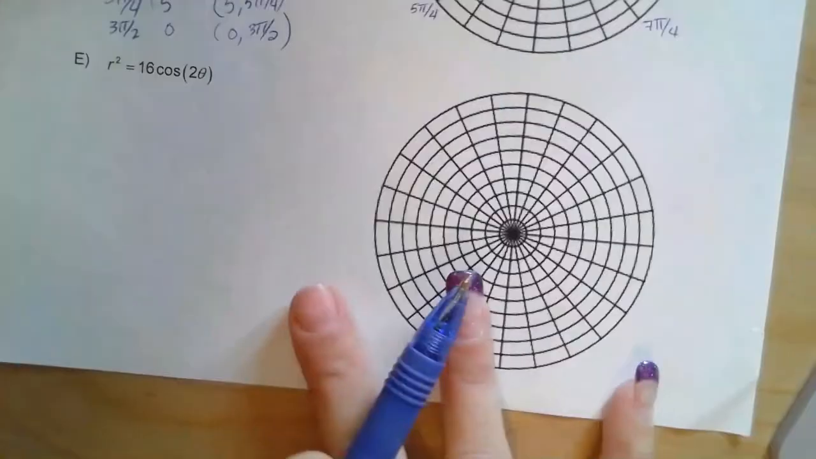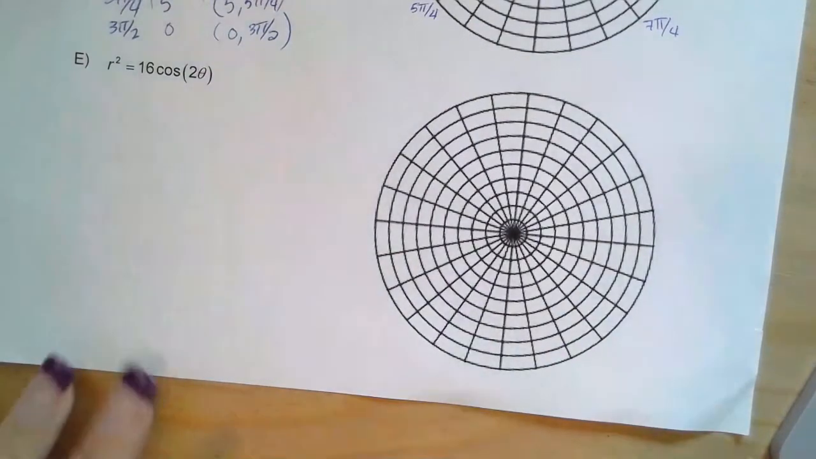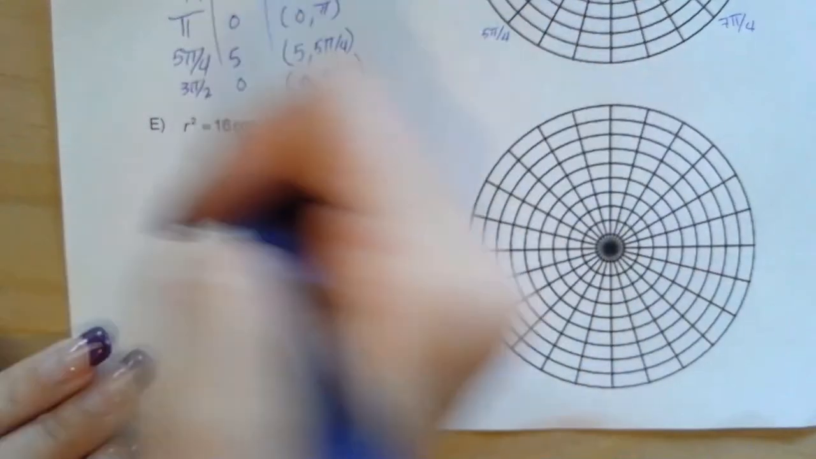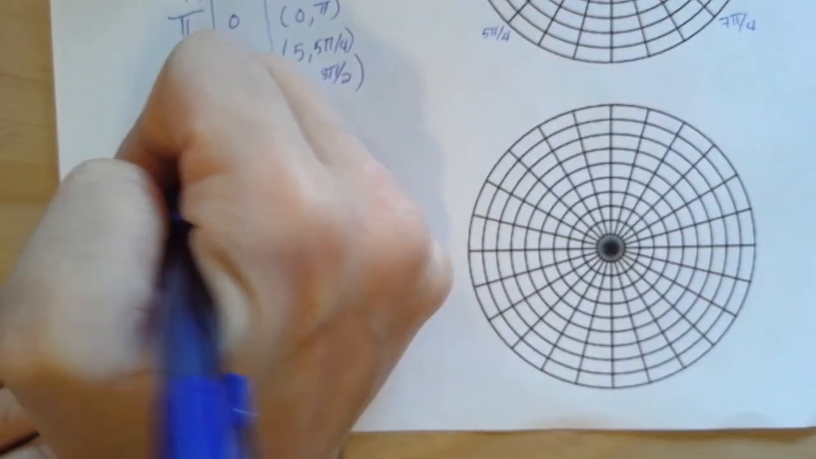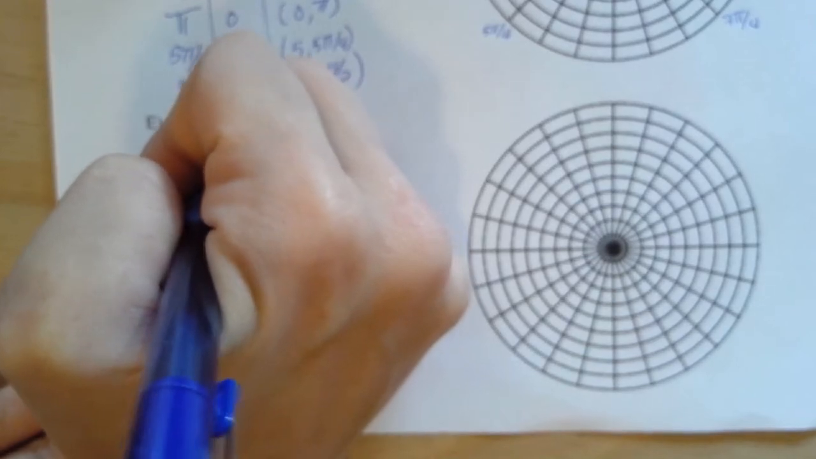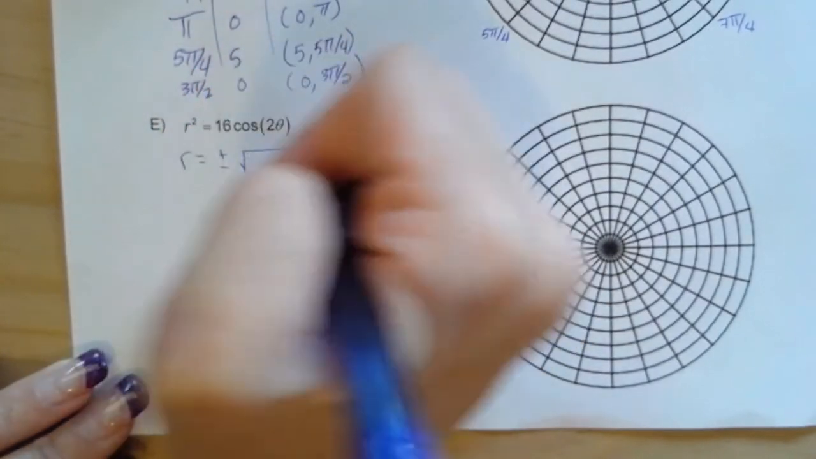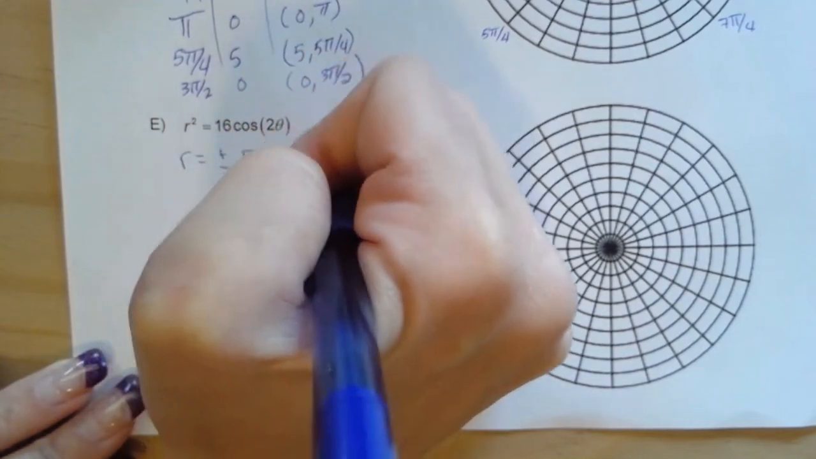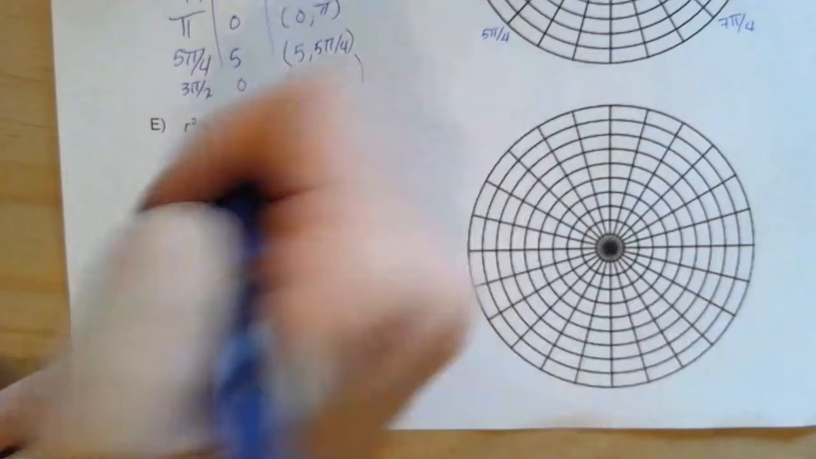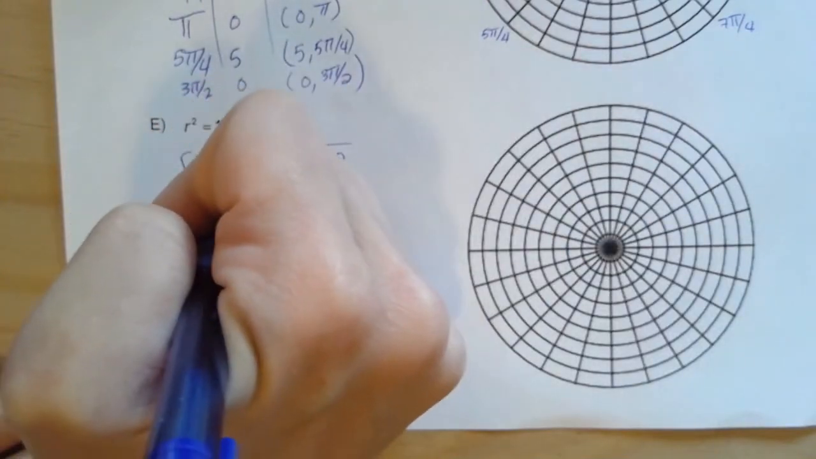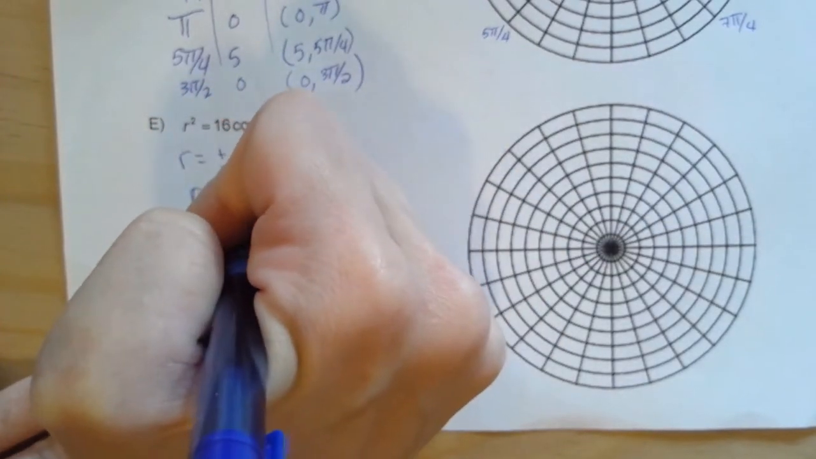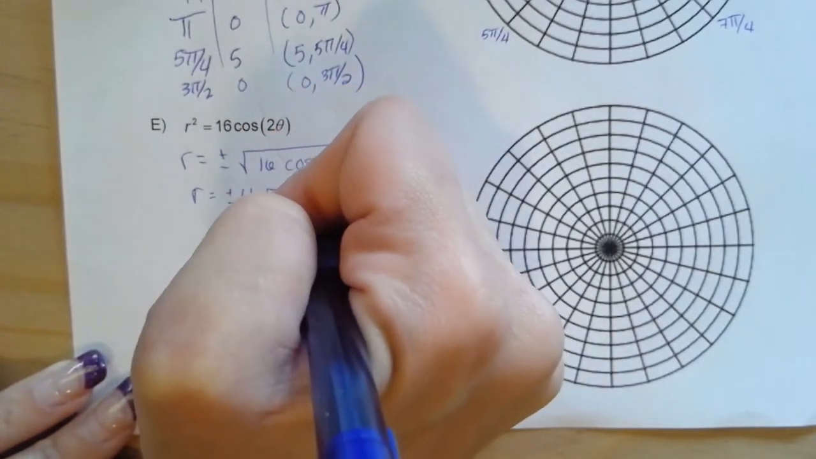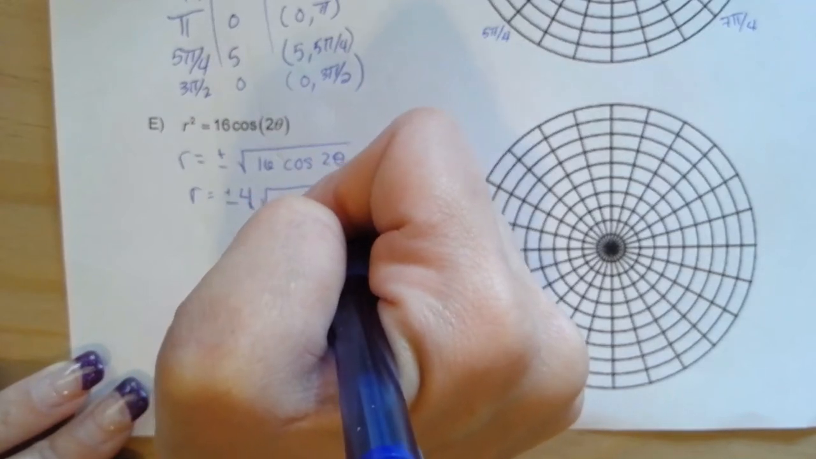Alright, our last one, guys, and we'll be all set for today. So, we have our r squared equals 16 cosine 2 theta. So, of course, the first thing I'm going to do is put plus or minus the square root of 16 cosine 2 theta, which of course reduces then to plus or minus 4 square root of cosine 2 theta.